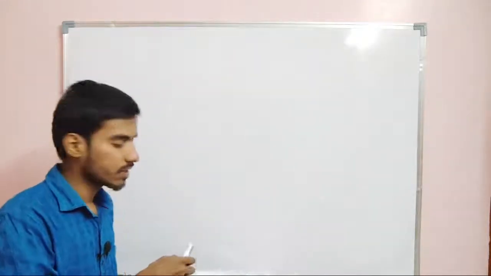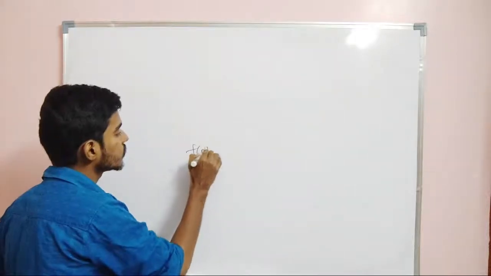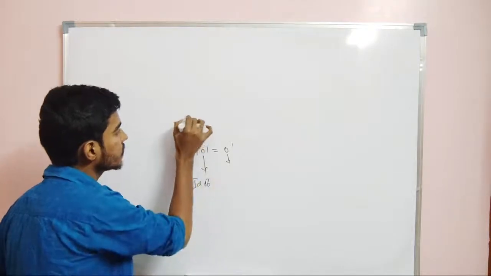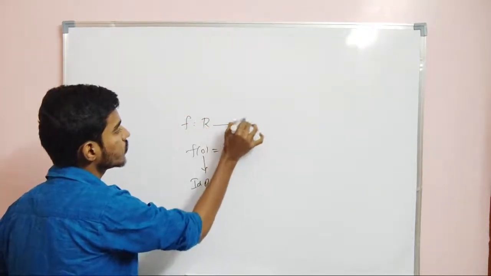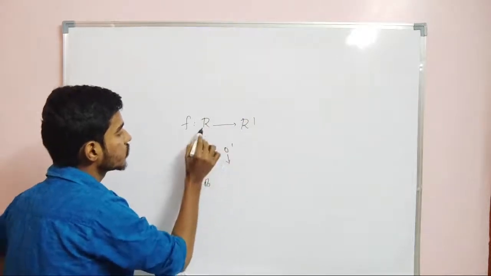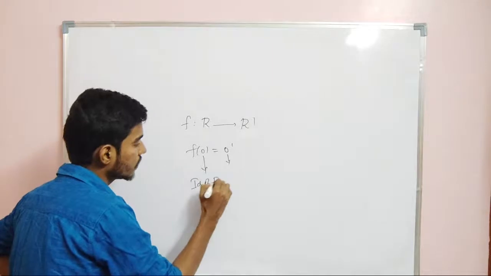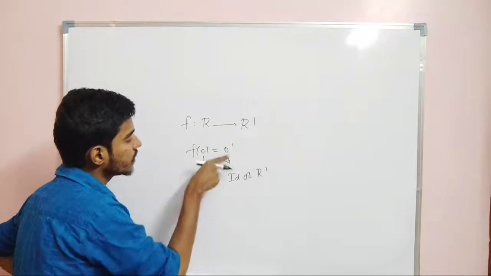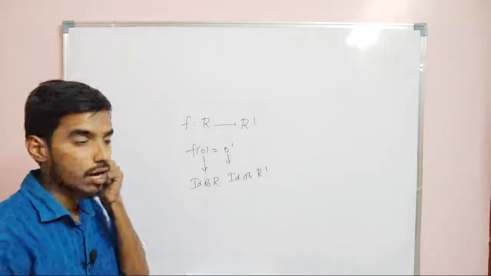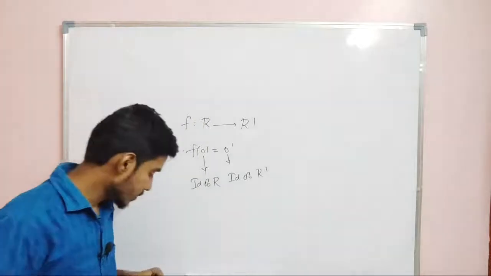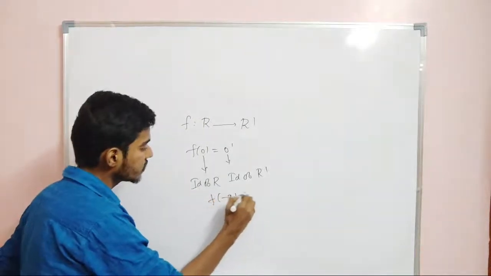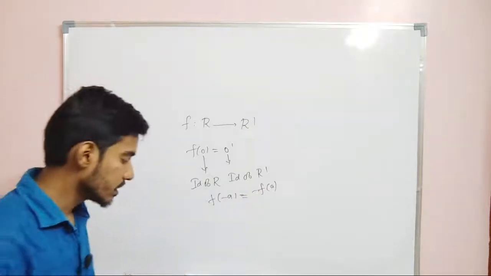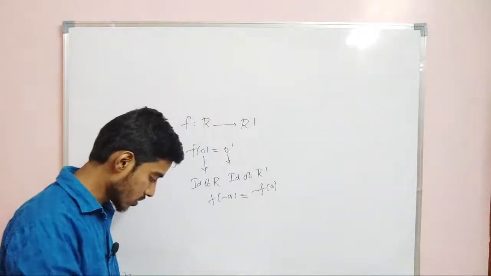That is, f(0) will be mapped to 0', where 0 is the identity. So let us say f is a homomorphism from ring R to ring R'. These two are different rings. If 0 is the identity of R, then 0' will be the identity of R'. That is, the identity element of this group will map to the identity element of the other group. Again a similar property is true, and f(-a) = -f(a). Whatever property we do for group theory is the same for ring homomorphisms also, right?